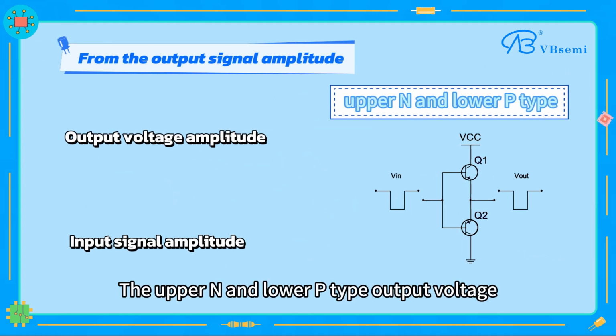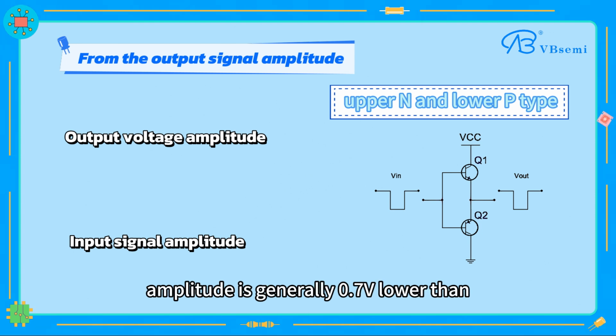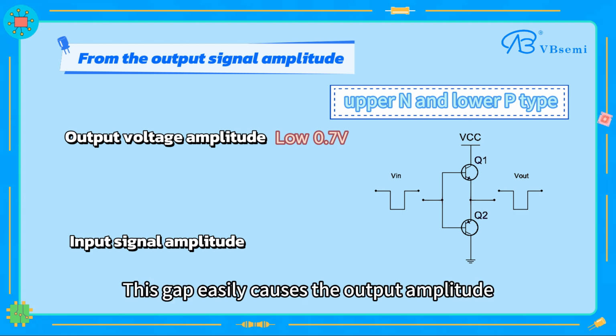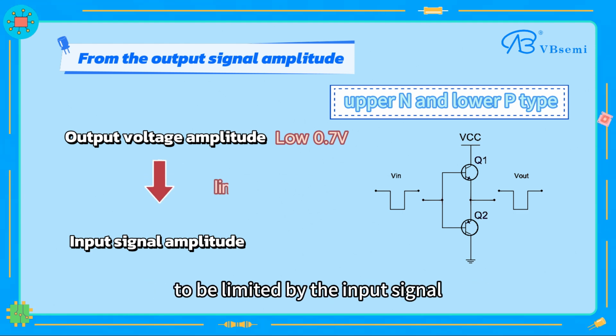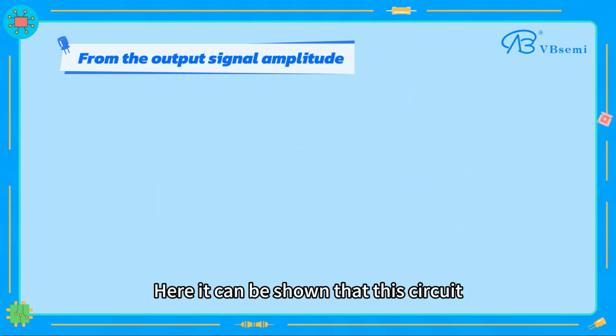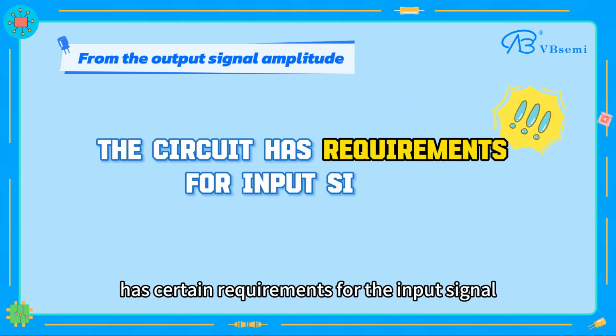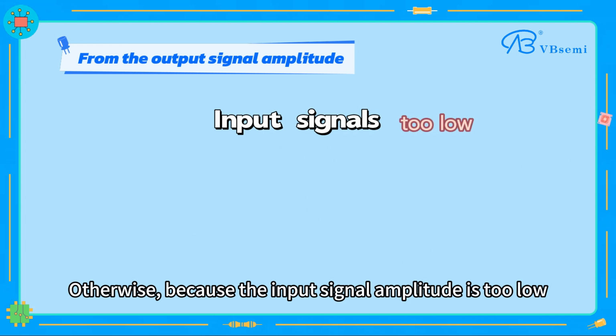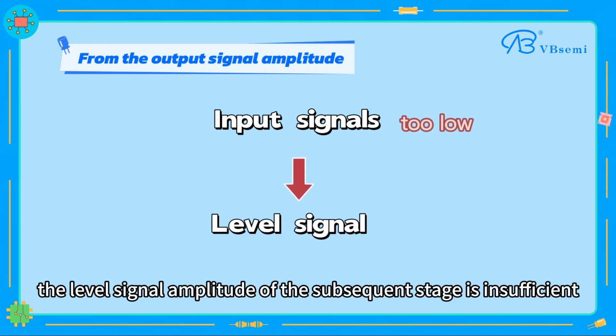The upper N and lower P type output voltage amplitude is generally 0.7 volts lower than the input signal amplitude. This gap easily causes the output amplitude to be limited by the input signal. Here it can be shown that this circuit has certain requirements for the input signal. Otherwise, because the input signal amplitude is too low, the level signal amplitude of the subsequent stage is insufficient.